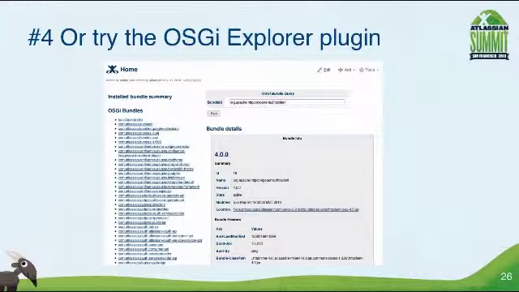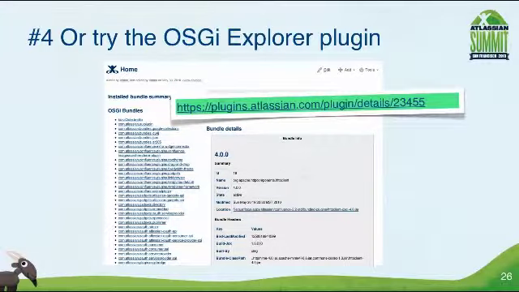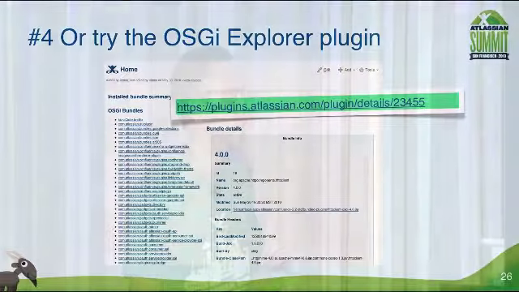Another option is to use this new plugin that just came out. It's in the plugin exchange. It's called the OSGi Explorer plugin. This is Confluence only. What it does is it basically gives you the same view as the Felix Web Console, but in a nice, fancy Confluence macro. You grab that from the plugin exchange, and it's Confluence only, like I said. So if you're building a plugin for another product, you don't get this.